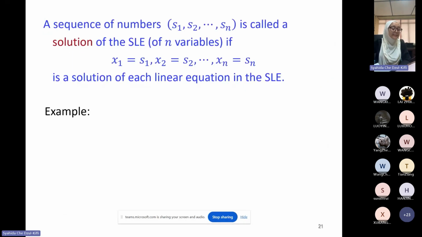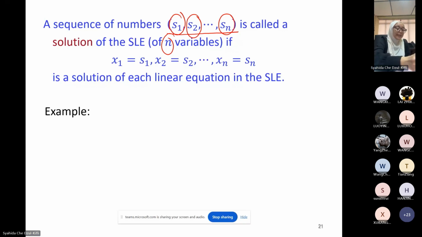Okay, so this is how we define a solution of a system of linear equations in general. We have a system of linear equations with n variables. Therefore, the solution must be an n-tuple, where it has n components: first component, second component, and up to the nth component.